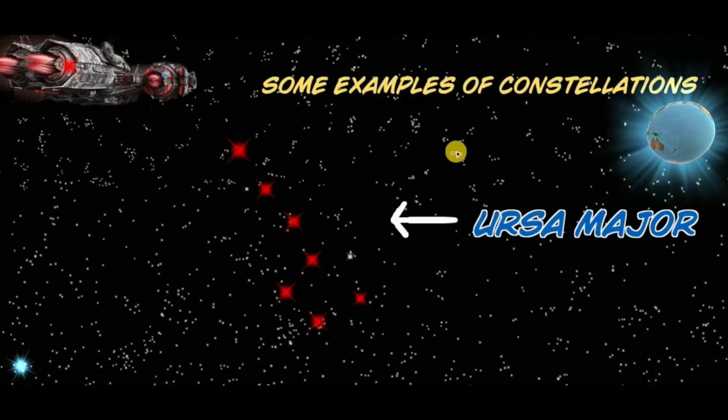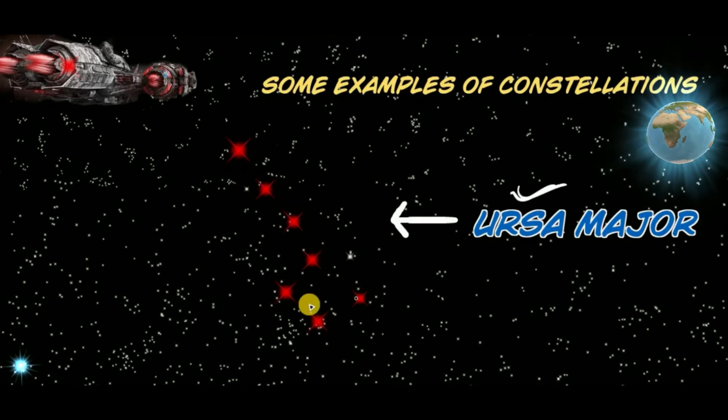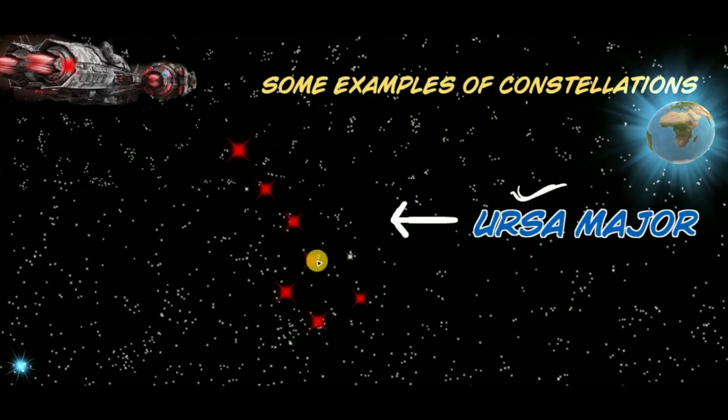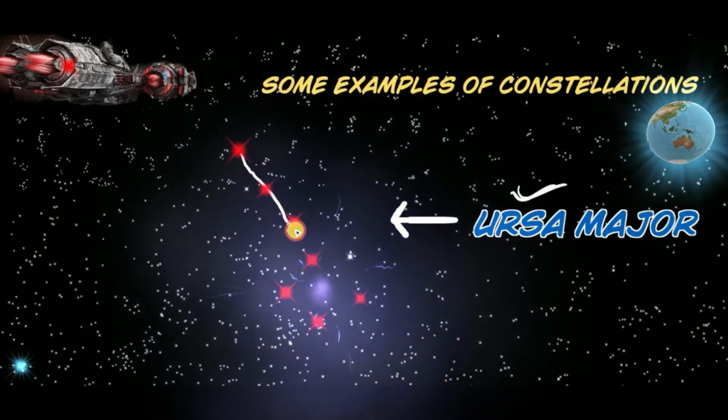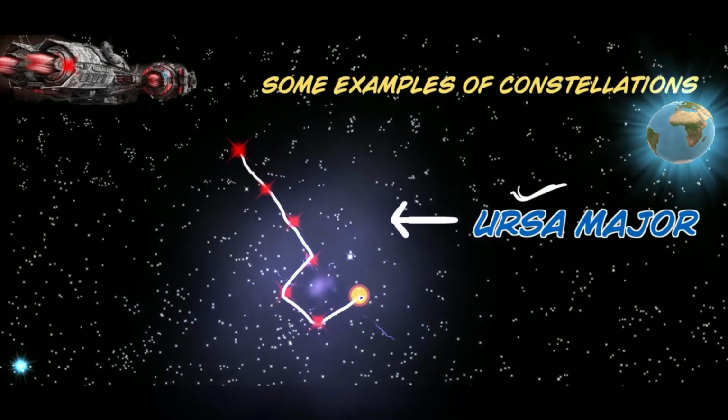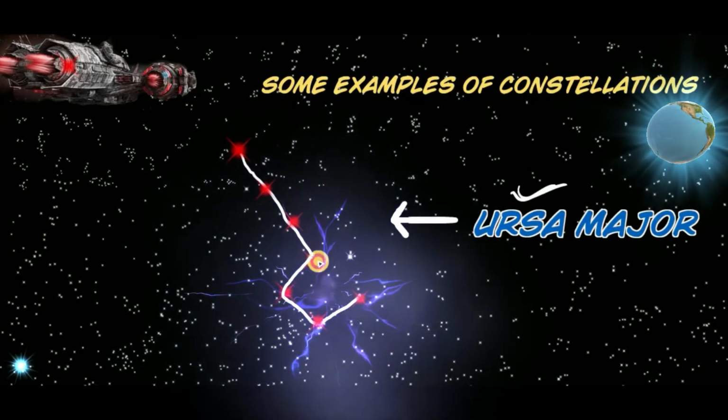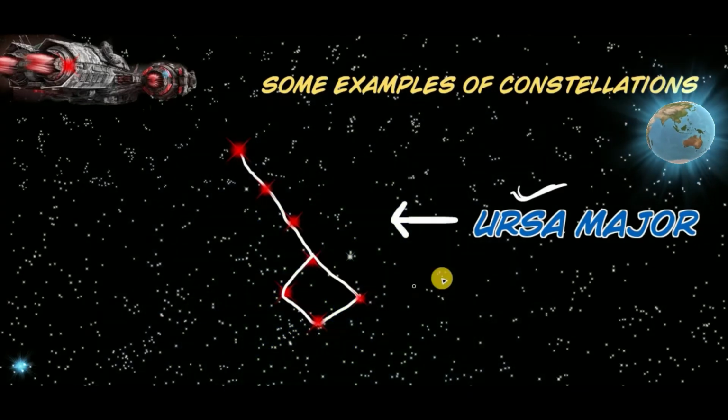The first constellation that we are going to talk about is Ursa Major. As you can see, it is a group of 7 stars. What recognizable shape does Ursa Major form? It forms the shape of a spoon, and to be exact, this kind of spoon is called a dipper.